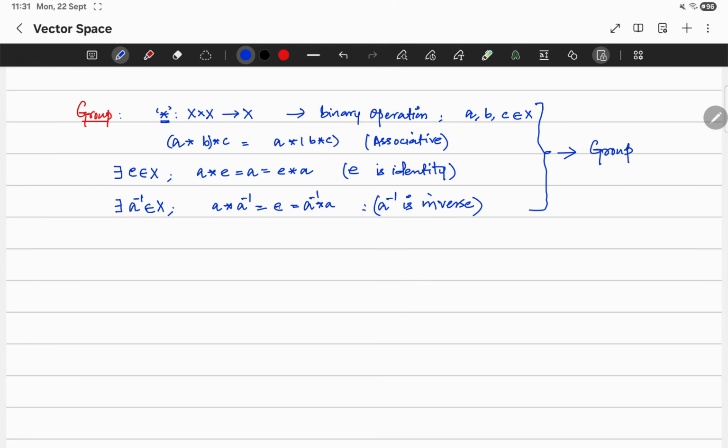If any set satisfies all these four properties, we say it is a group under that binary operation star. Along with this, for arbitrary two elements a and b, if a star b is b star a, we say it is commutative. Then we say that this set X, which is a group, along with this commutative property, is an abelian group. And we have discussed some important examples in the previous video, which you can go through.